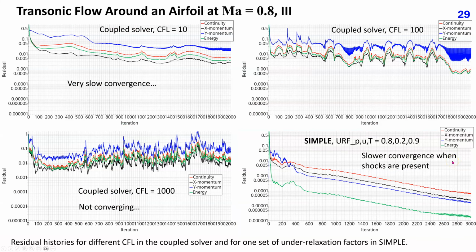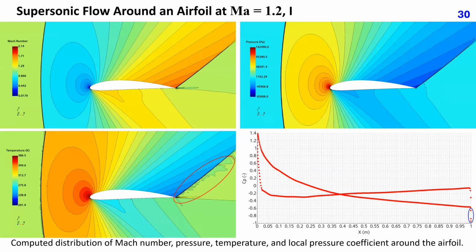The convergence of iterations in the coupled solver was rapid and smooth in the case of subsonic flow, even with very high CFL. But in the case of transonic flow with 2 shocks, iterations are not converging at all for CFL equal 1000. With CFL equal 10, convergence is smoother but rather slow. With the SIMPLE algorithm, convergence is both smoother and faster than with the coupled solver, using the usual under-relaxation factors for steady-state flows: 0.8 for velocities, 0.2 for pressure, and 0.9 for temperature.